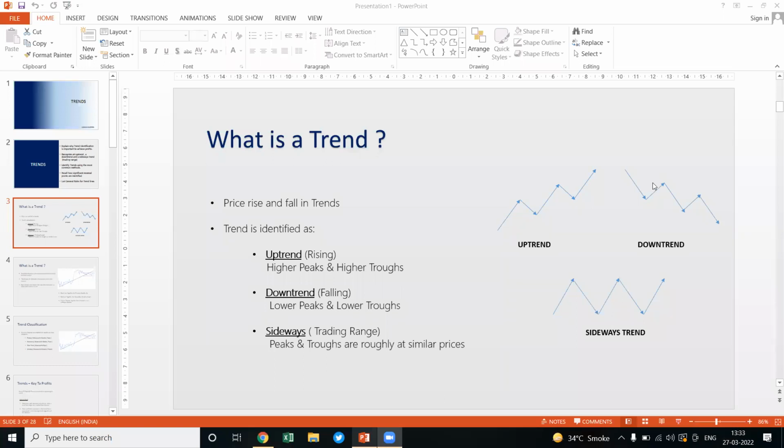Whereas a downtrend would be the exact opposite of an uptrend. It will look like lower highs and lower lows. In a sideways trend, there would not be a particular trend. All the highs and the lows would be at the same level.